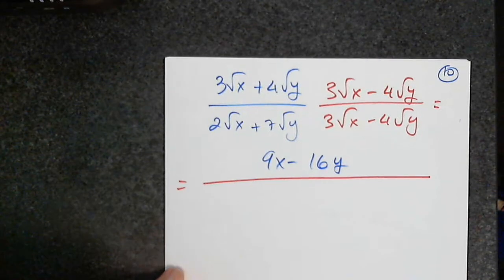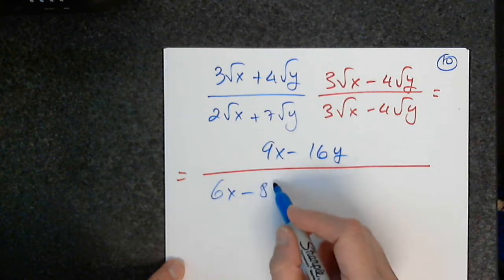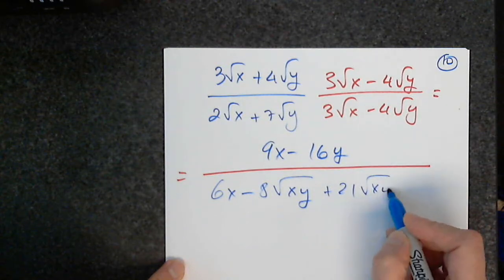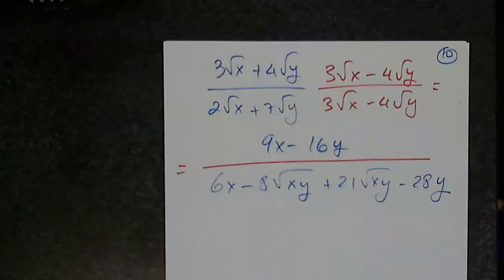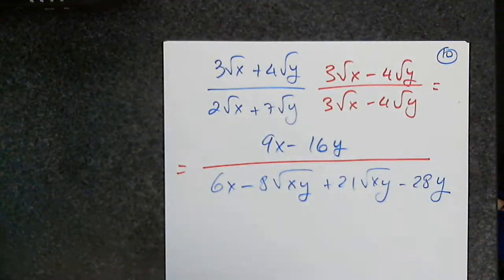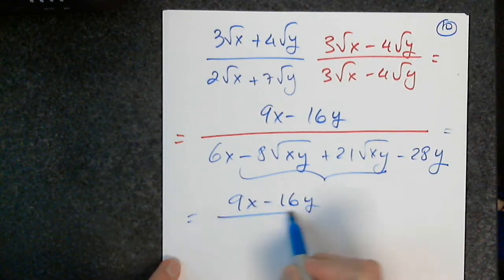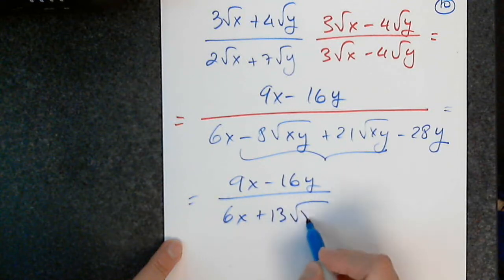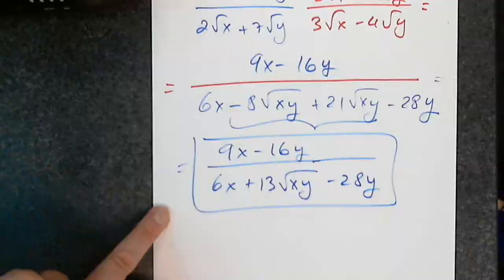What about the denominator? 6x minus 28y. 6x minus 8 the square root of xy, and then plus 21 the square root of xy, and minus 28y. Is that okay? And now the final step, I have to combine these. So the top is 9x minus 16y, and the bottom is 6x plus, is it 13, and minus 28y. This is the final answer. Nothing else can be done here.